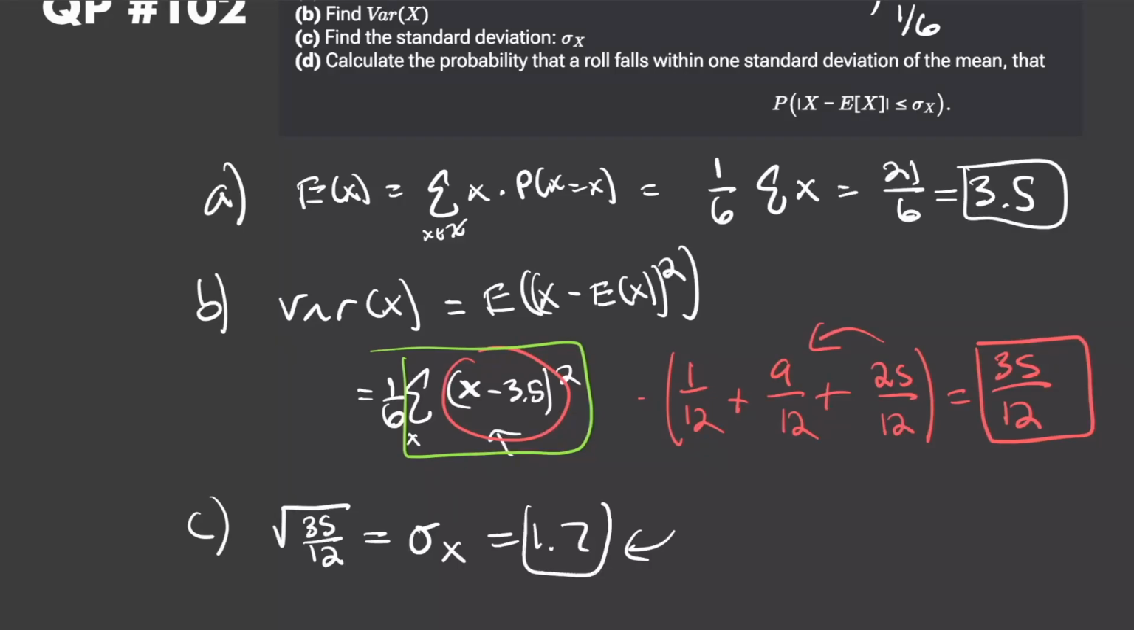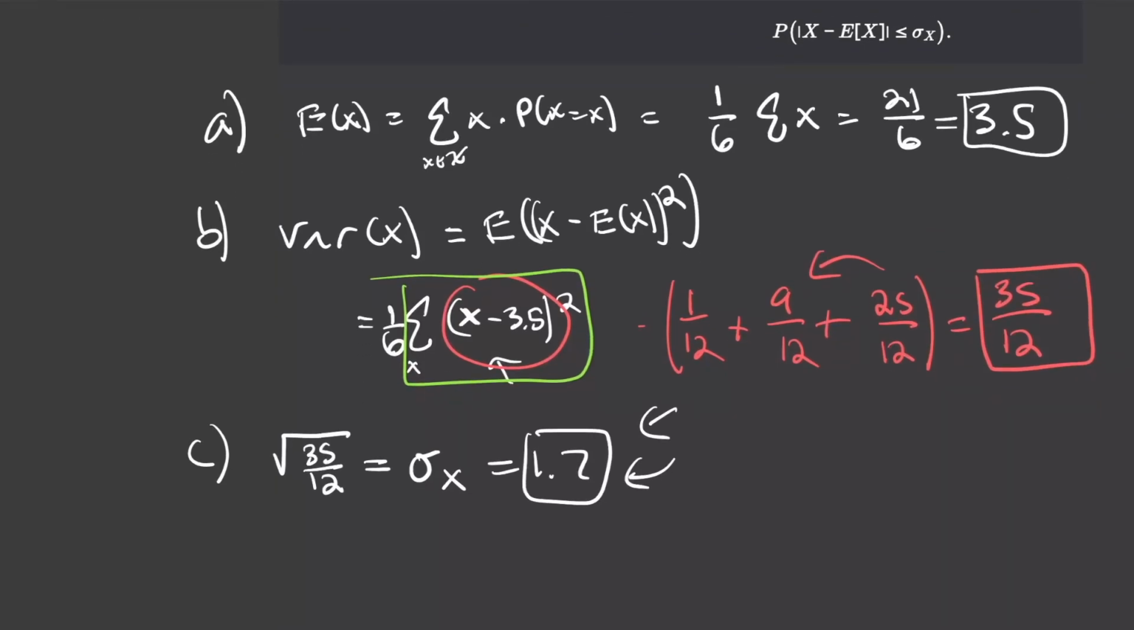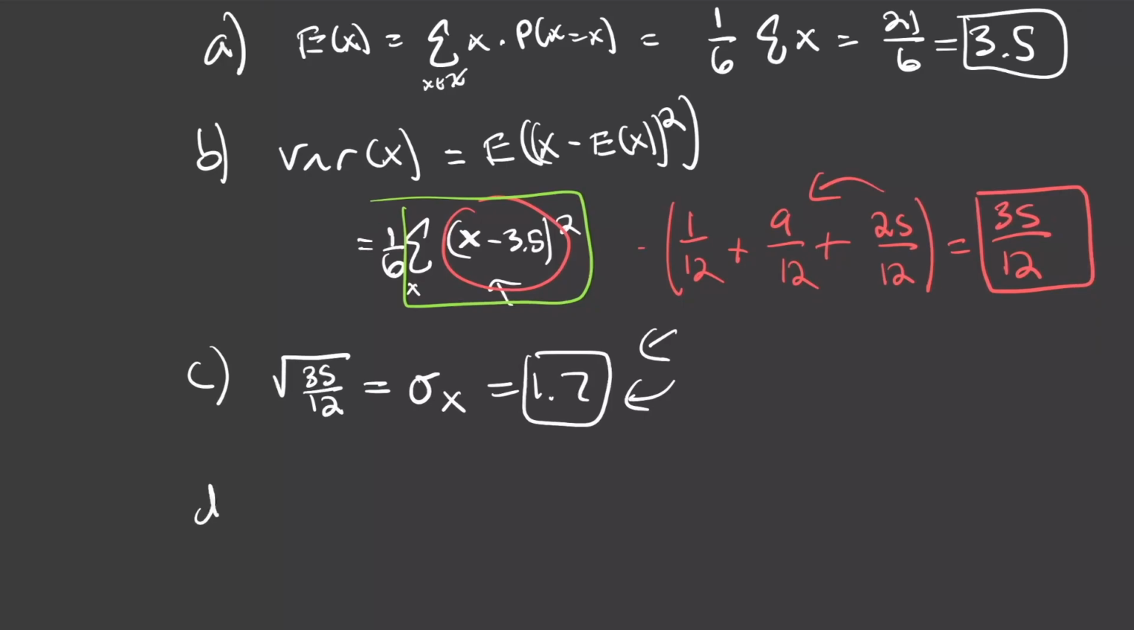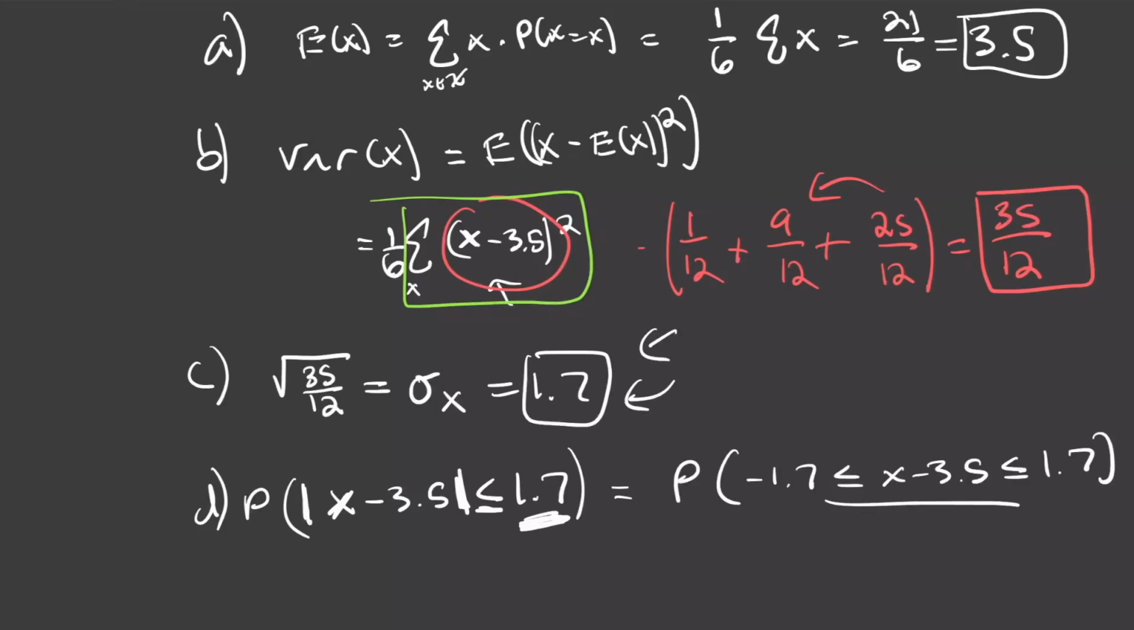So this right here tells us that on average, we expect the number of dice pips away from the mean to be 1.7. So now to calculate the probability that a roll falls within one standard deviation of the mean, well, this right here is one standard deviation, 1.7. So now all we want is the probability that x's difference from the mean is going to be within one standard deviation. So I can expand out the absolute value like this and add 3.5 everywhere, and then I'm going to get a 5.2 as my upper bound, and I'm going to get a 1.8 as my lower bound.